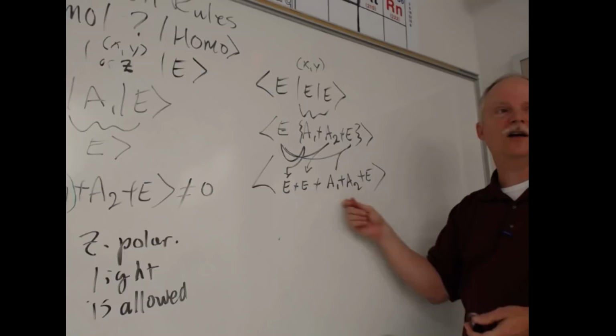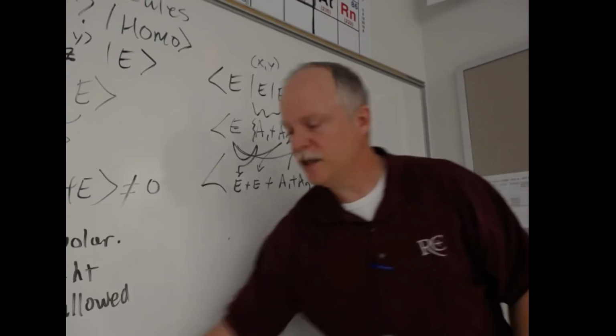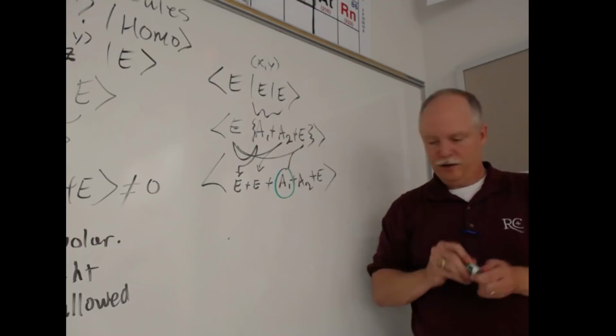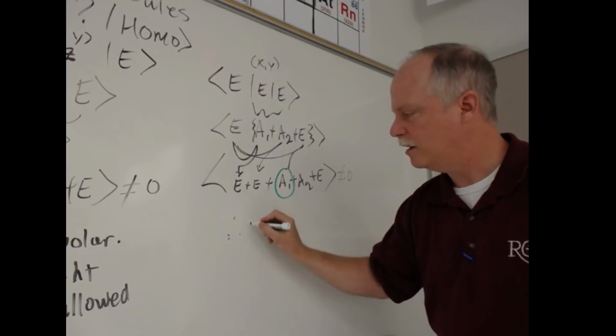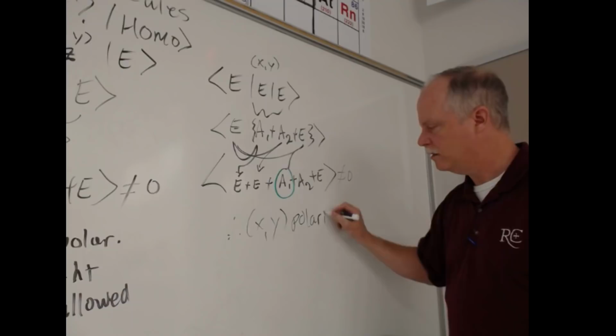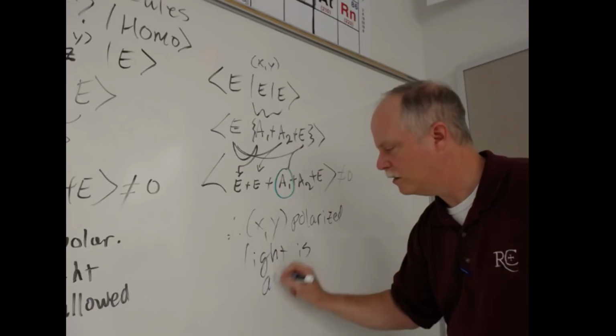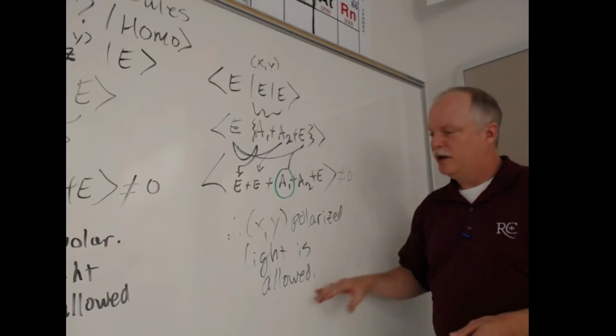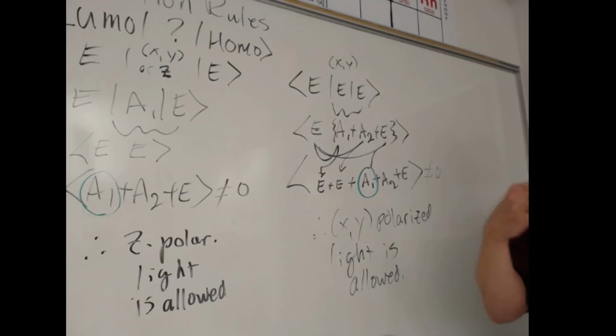So that's a lot of terms in this integral. But we see A1 in there. And so this integral contains a term that has A1 symmetry. Therefore, it's not equal to 0. And therefore, X or Y polarized light is allowed. So it can come in and oscillate in the X or Y direction and interact with that highest occupied molecular orbital and can cause this transition to occur.